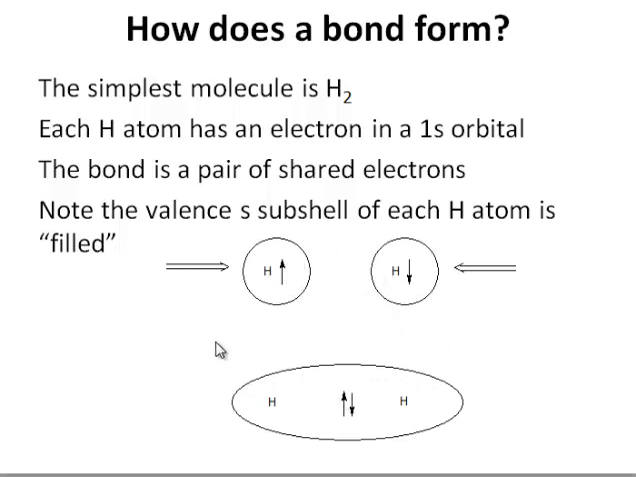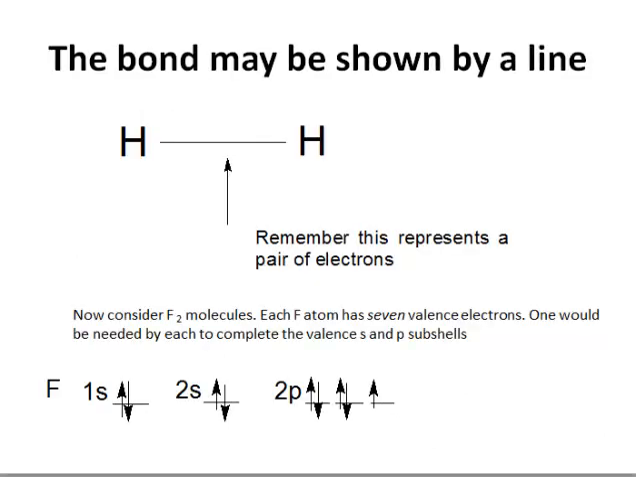This type of sharing bond is called a covalent bond, and all the bonds that stick atoms together in molecules are of this type. This bond can be shown by a line connecting two hydrogen atoms or nuclei. Remember, this bond represents a pair of electrons.